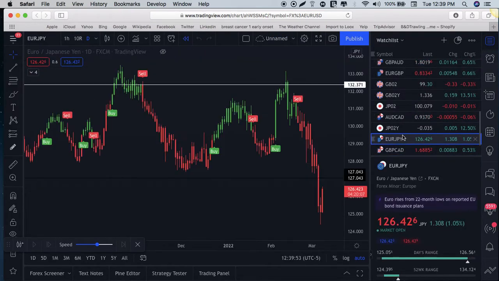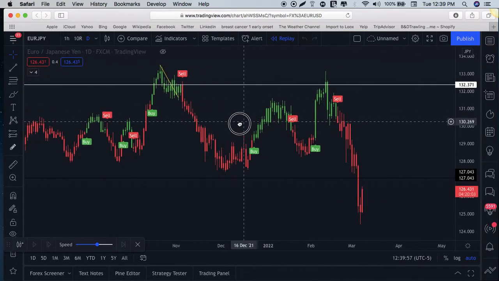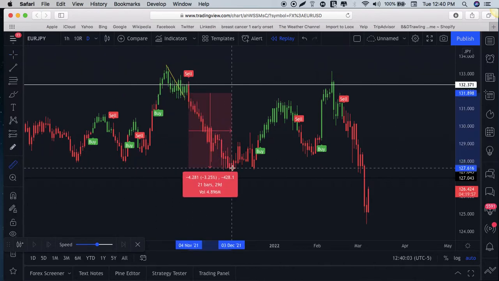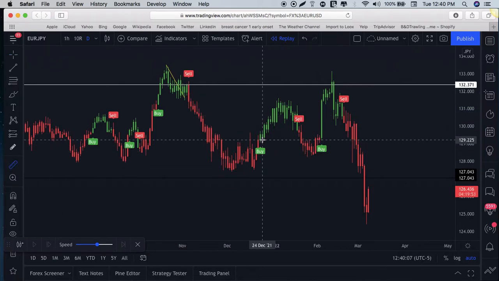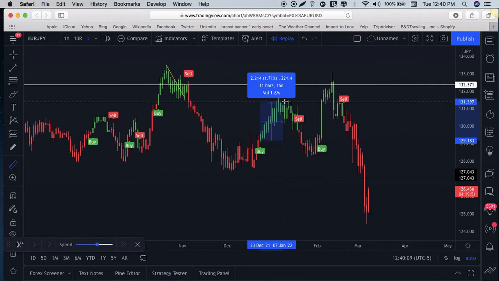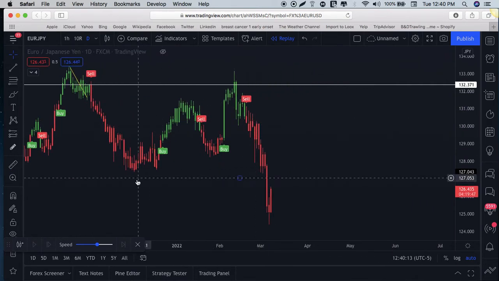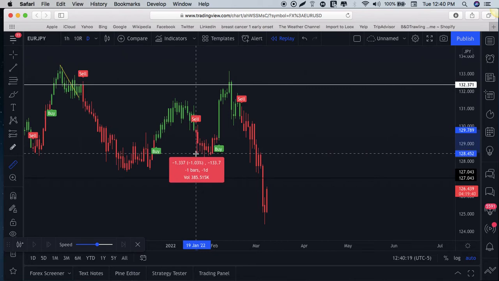Let me go on Euro JPY. All right, so Euro JPY got a sell. This is a daily time frame, guys, don't forget. I got a sell, and this went down 400 pips. And in December, I got a buy that went up 200 pips. When I'm using the daily time frame, I just use maybe 200 pips as my maximum take profit because I really don't want to stay in the market too long.